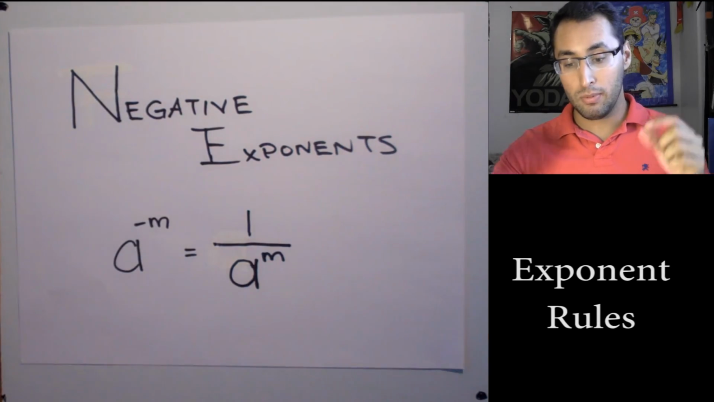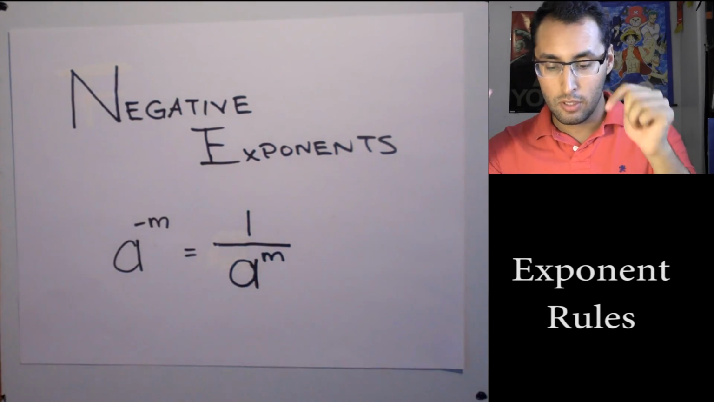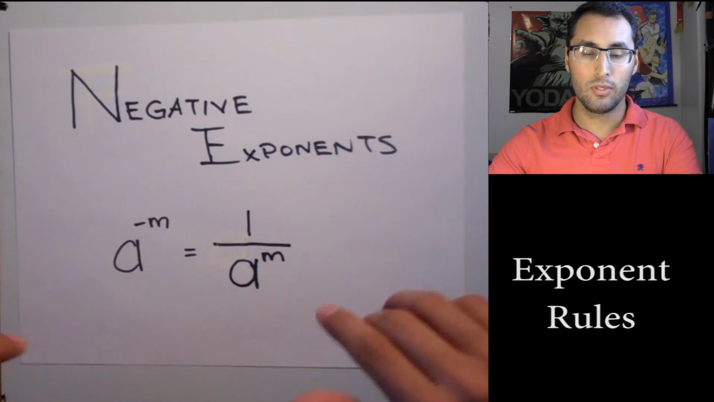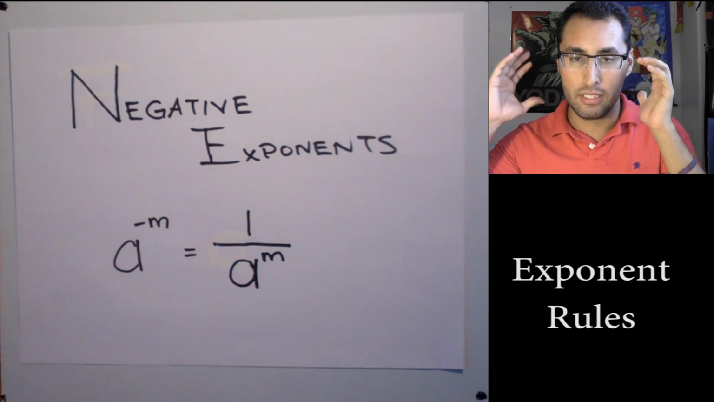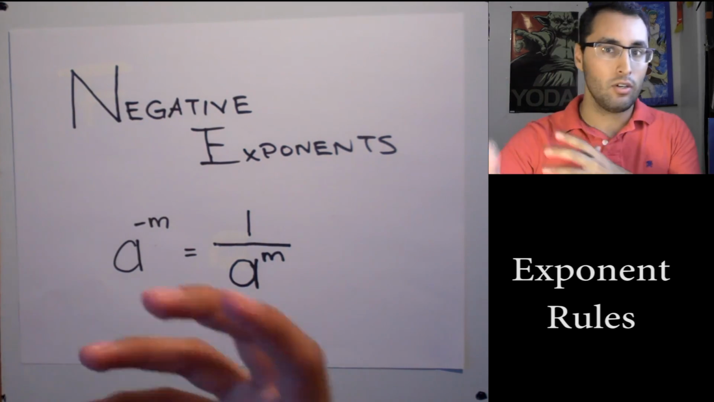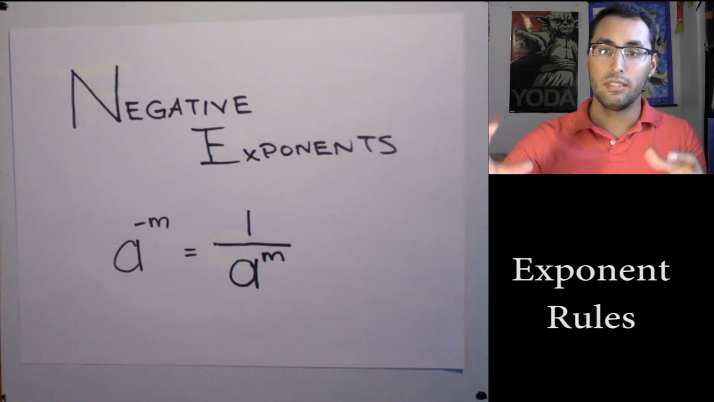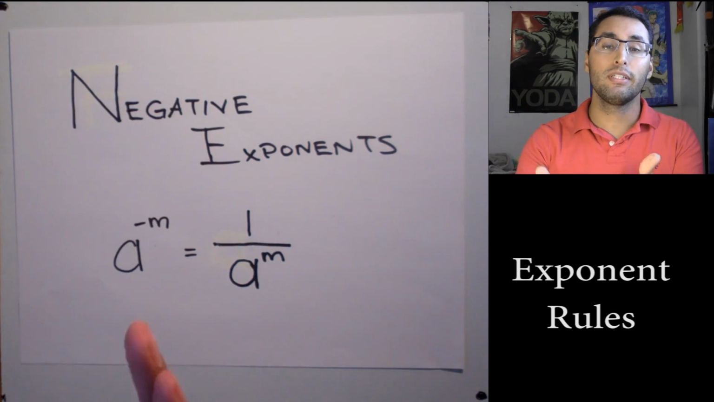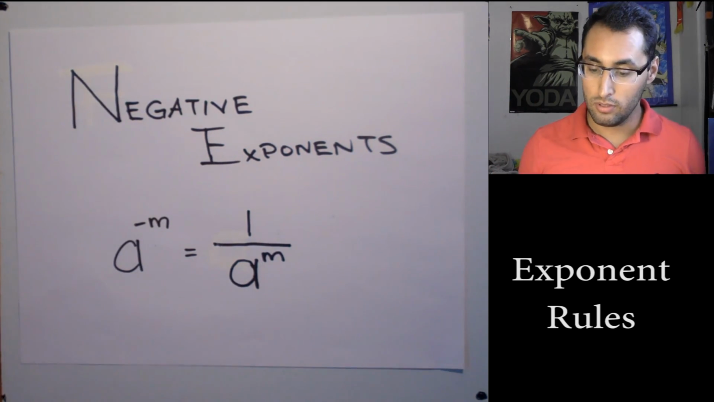Okay, next property that we have is negative exponents. Normally you don't see negative exponents. Whenever you see a negative exponent, you want to get rid of it. We need to make it positive. If we want to calculate something with it, manipulate it, anything, you want to make sure that it's positive. Well, let's look at this.